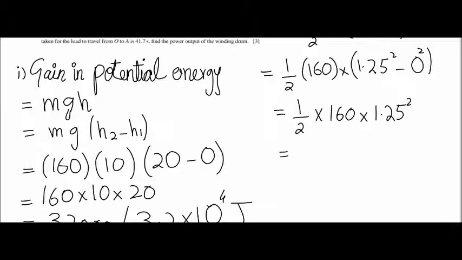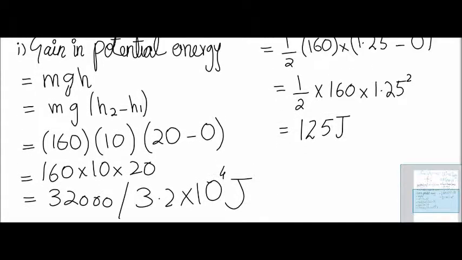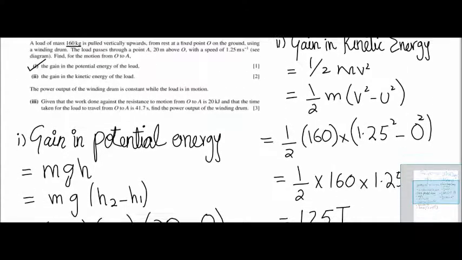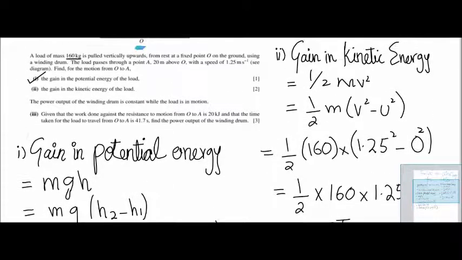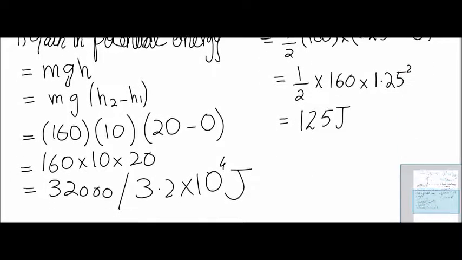And our final answer is going to be 125 joules. So our gain in potential energy was 3.2 into 10 raised to the power 4 joules, and our gain in kinetic energy was 125 joules. So we're done with part 2 as well. Now let's move on to part 3.